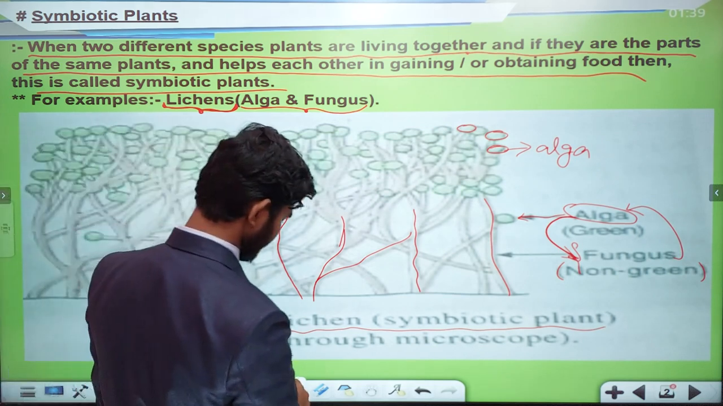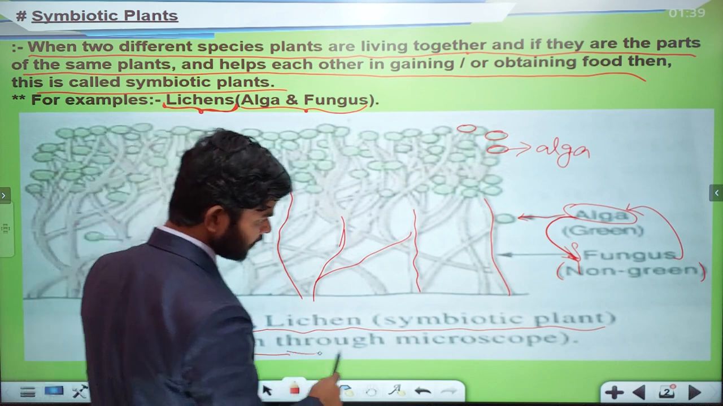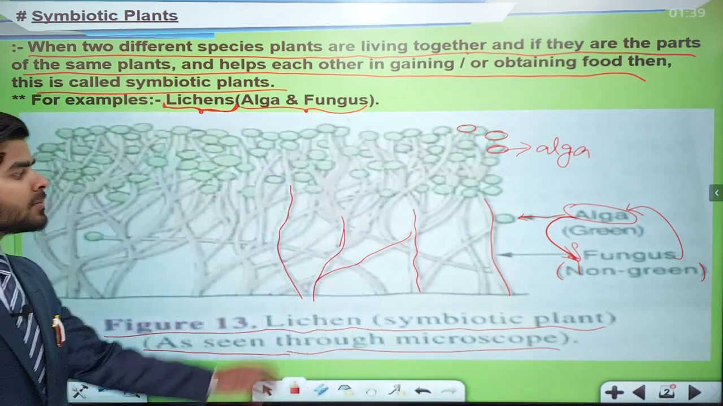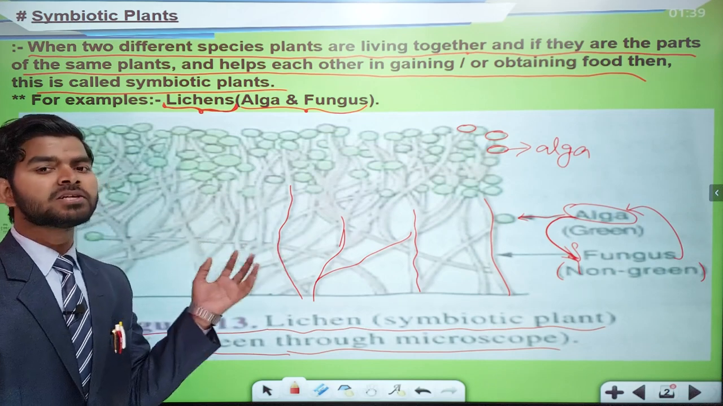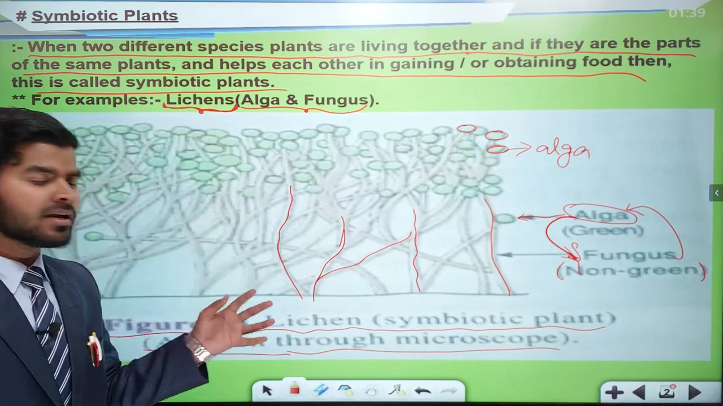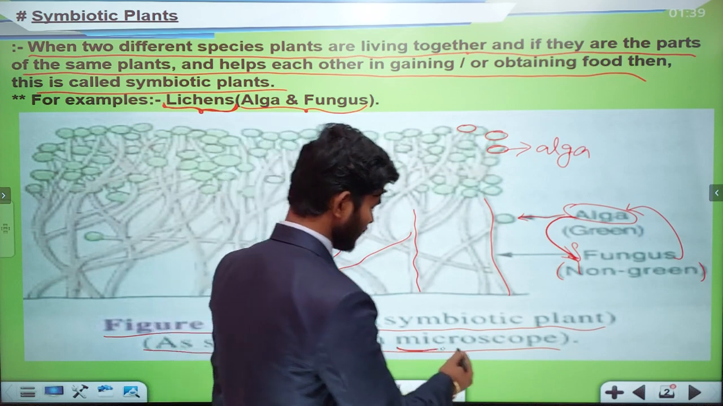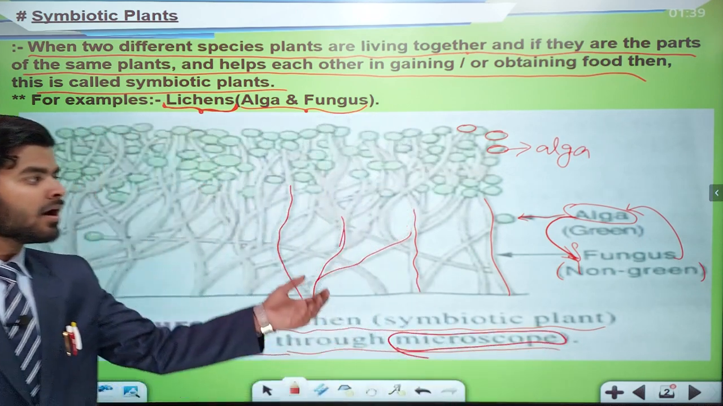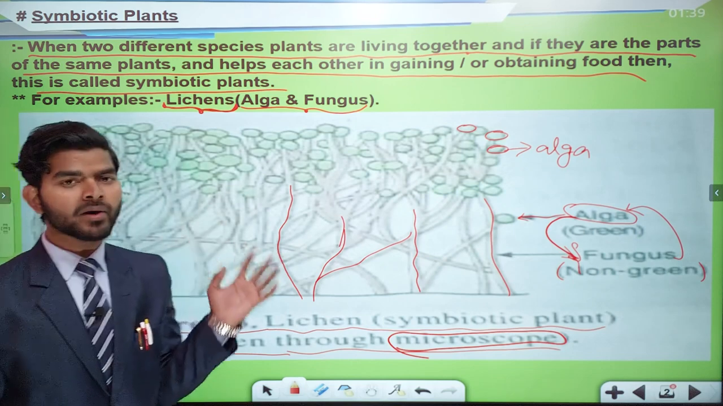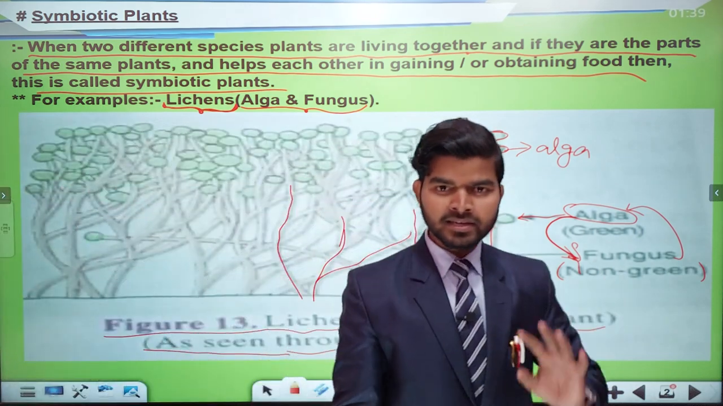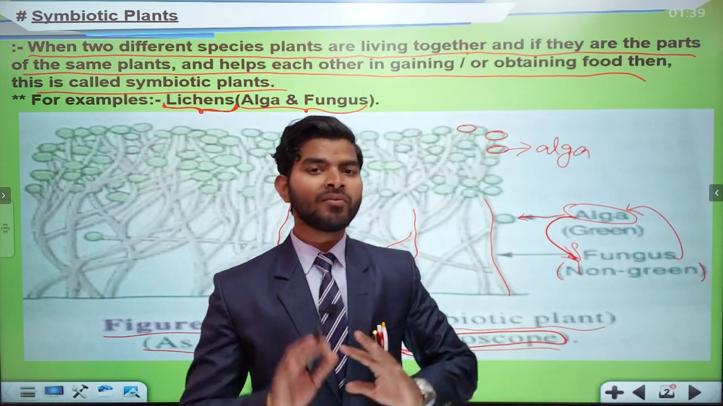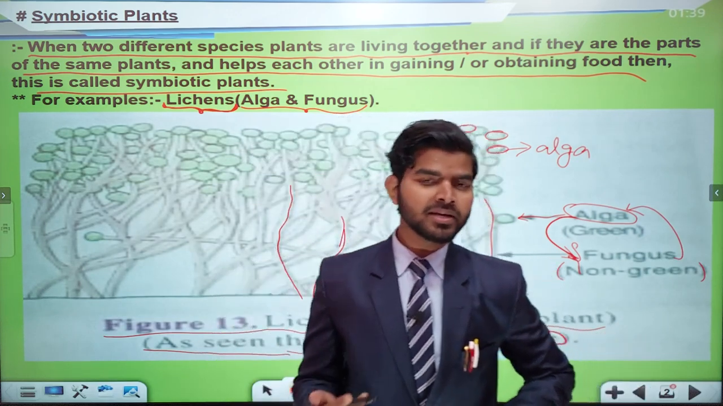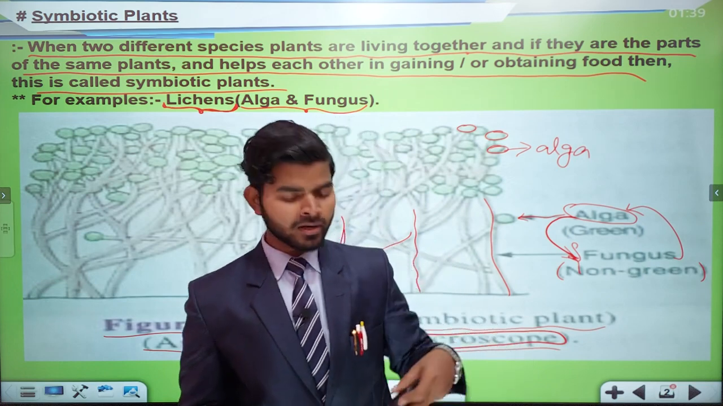As seen through a microscope. The visibility of this picture is with the help of a microscope. So I think you have learned what symbiotic plants are. Any confusion, dear? No confusion. Very good. Now I can proceed to the next topic.